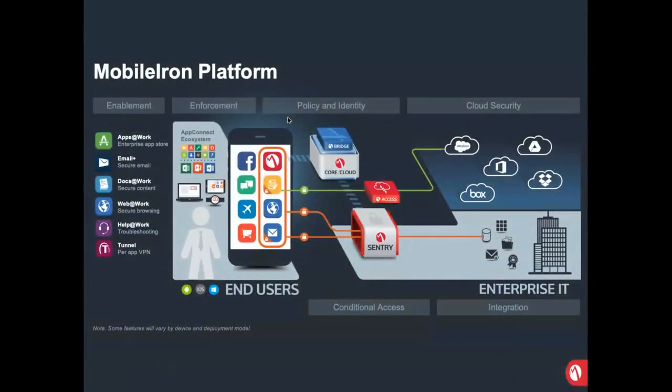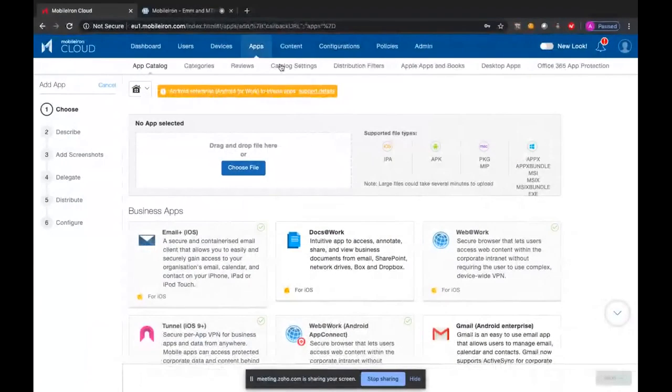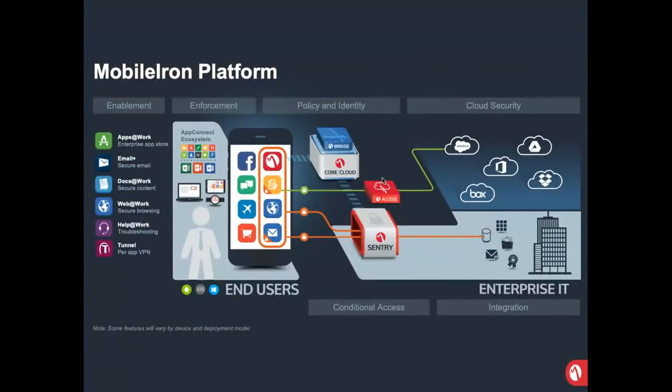Moving forward, this is the whole architecture. You have a core in place that's called MobileIron Core, or if you're going for a cloud solution, that will be called MobileIron Cloud. This is the console, and Core is going to offer the same functionality as MobileIron Cloud. The only difference would be that it is an on-prem server. And the second tier would be MobileIron Sentry.